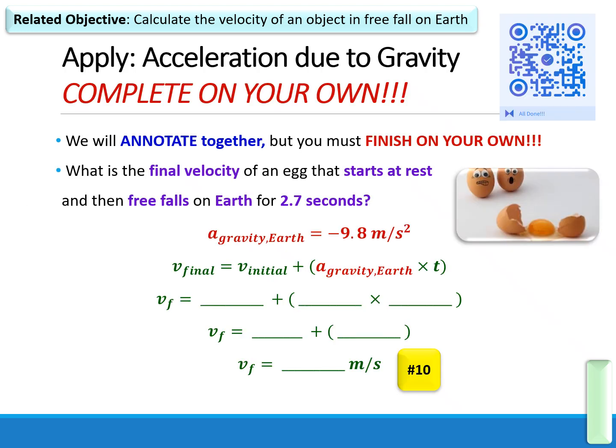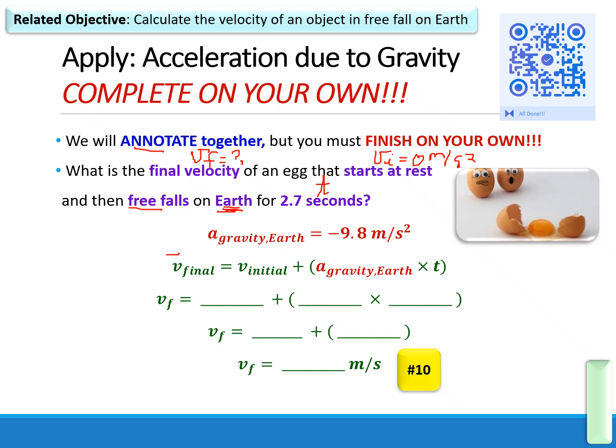Okay, this one we are going to annotate together, but then you are going to finish on your own, right? So what is the final velocity? This is my final velocity that I need to calculate. Of an egg that starts at rest. Remember, if it's starting at rest, that means that is 0 meters per second squared for my initial velocity. And then it free falls on Earth for the time period of 2.7 seconds.